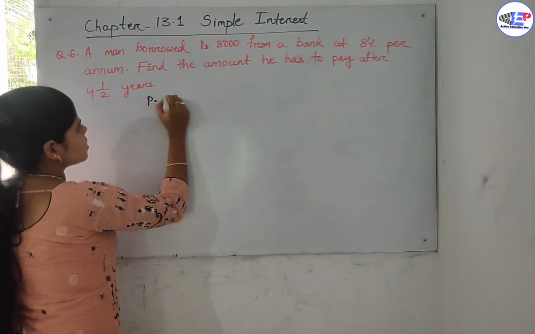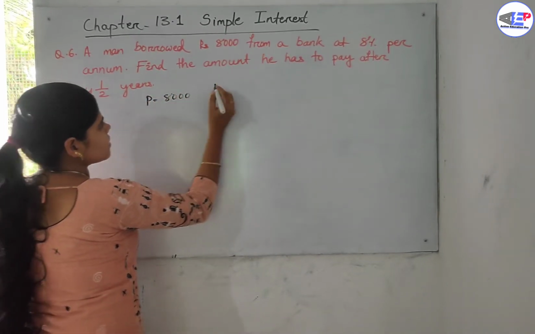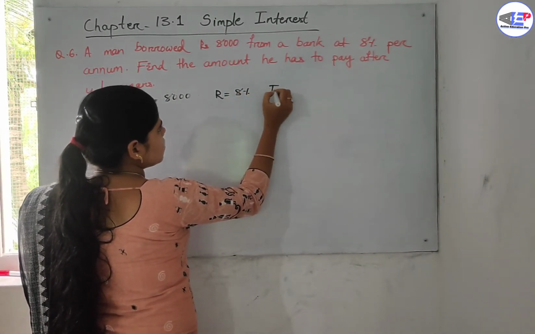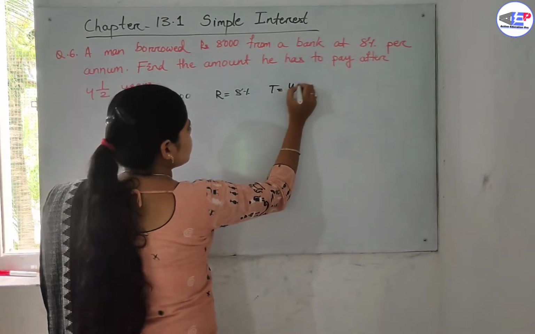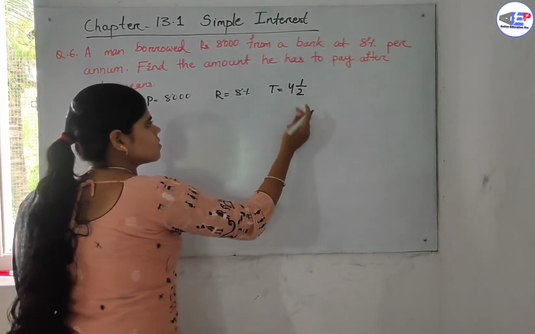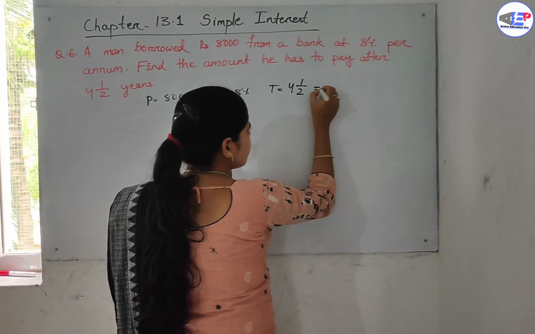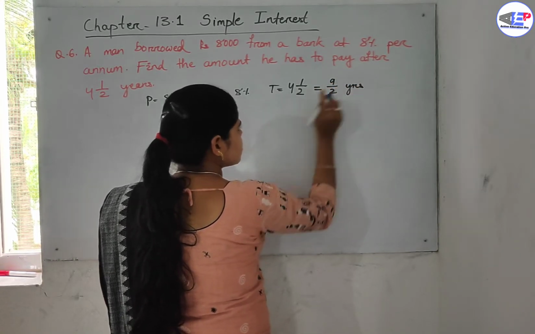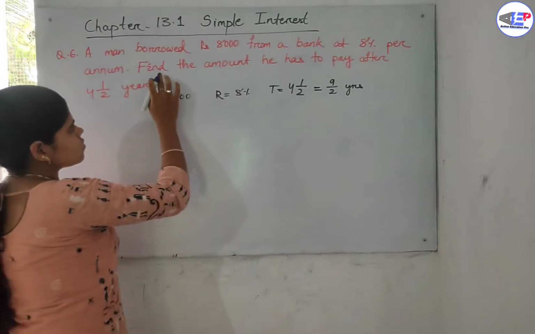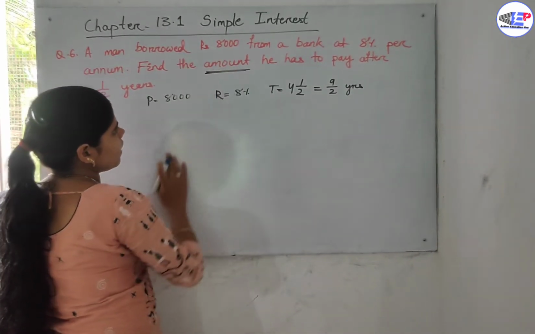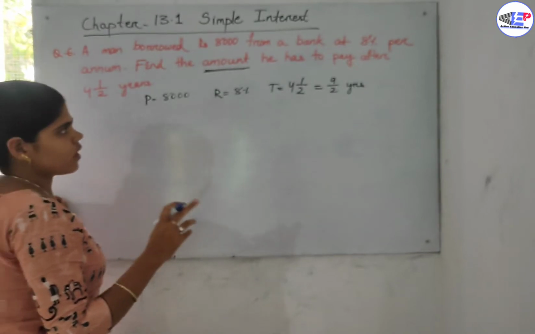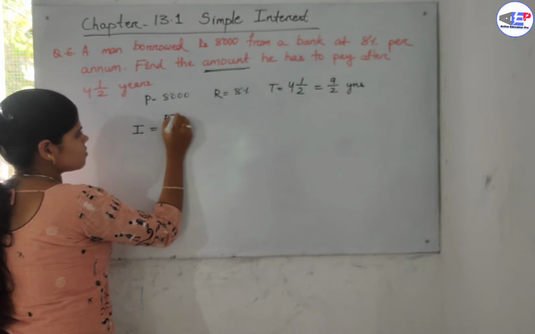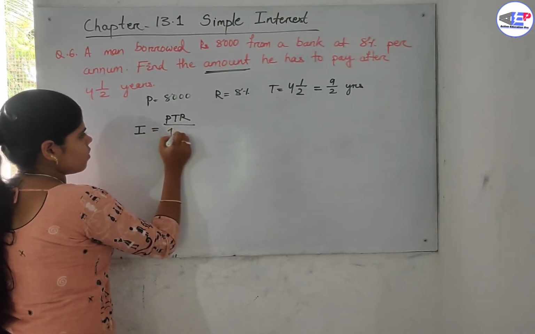Here P is 8,000 rupees and then rate of interest R is 8% and time is 4.5 years. After converting this fraction to an improper fraction, it will be 9/2 years. Okay. And now the question is to find out the amount. Before finding the amount, you have to find out the interest. And you know the basic formula of interest is I is equal to PTR upon 100.